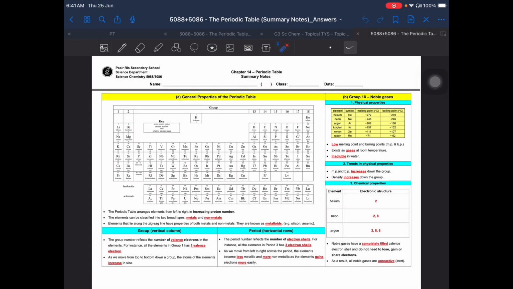Hi everyone, today we'll be going through the summary notes for chapter 14, periodic table. Now, periodic table is a chapter that covers a few key areas, and this is split within these notes into part A, B, C, and D. Right, so first we'll be looking at part A, where we examine the general properties of the periodic table, and then we'll go on to specific groups, starting from group 18, then group 1, followed by group 17.